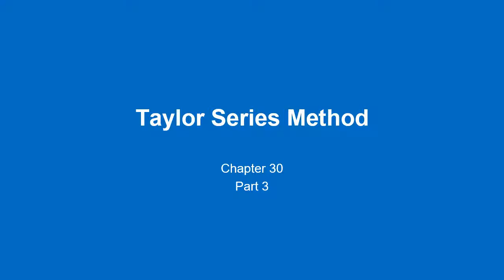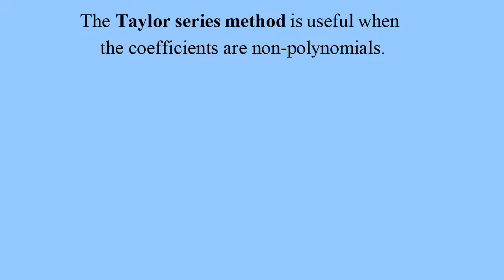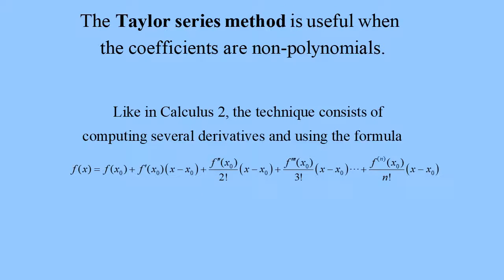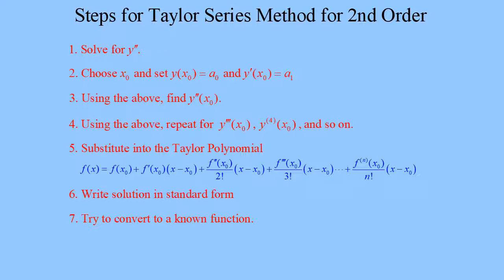This is an alternative to the method I showed you in Chapter 30, Part 1. The algebraic method from Part 1 works okay as long as you have polynomials, but if you've got other things, then you might ought to reconsider. So here's what we're going to do. We're going to literally compute these coefficients, f prime, f double prime, f triple prime, and then use the Taylor formula that we learned back in Calculus 2. And here's an outline of the method on a sheet that might be useful, say, for a notebook.